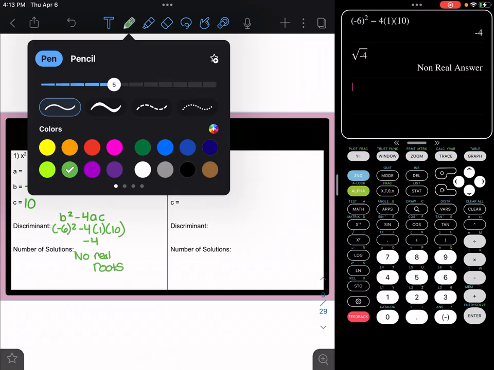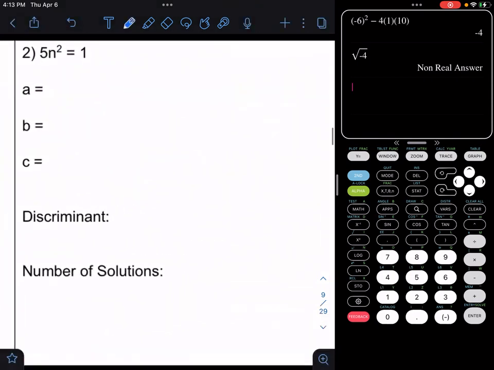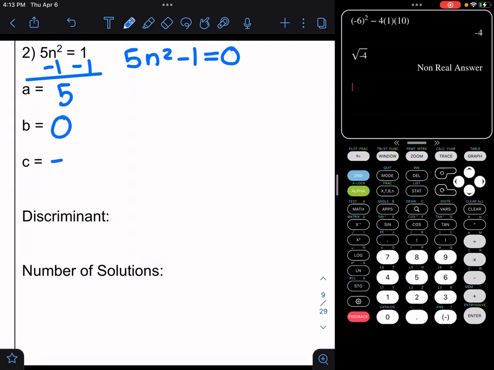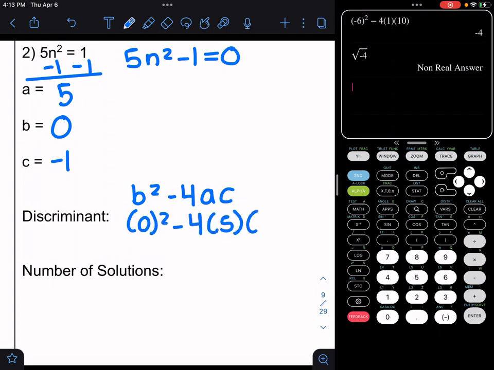I want to find what A, B, and C are, so I'm going to have to start by getting this equation equal to 0. So I'm going to subtract 1 from both sides. Those are not like terms, so I'm just going to write 5n squared minus 1 equals 0. A is the number in front of the squared term, so that would be 5. B is the number in front of the plain variable, which we don't have here, so that would be 0. And C is negative 1. Our discriminant formula is b squared minus 4ac. So b is 0, so 0 squared minus 4. A is 5, and C is negative 1.